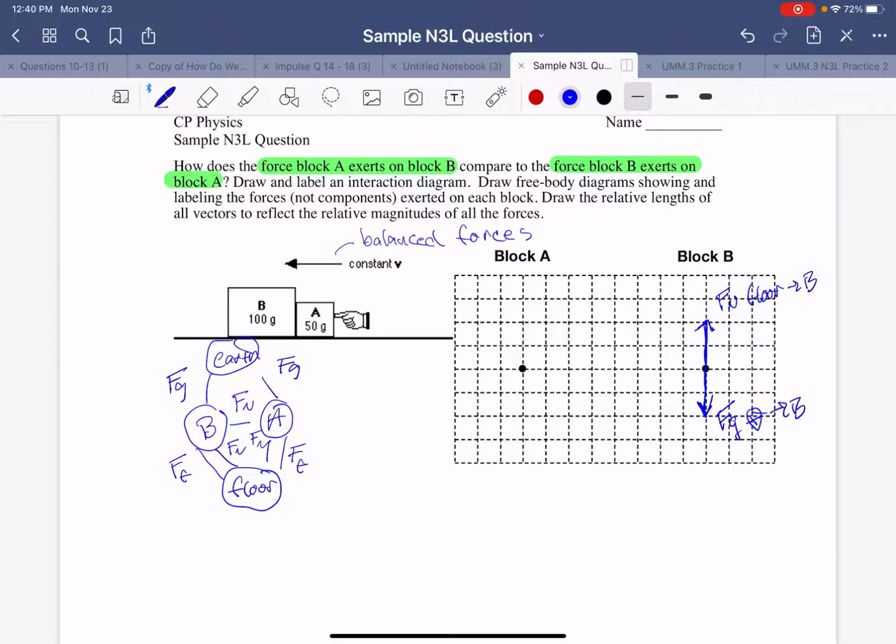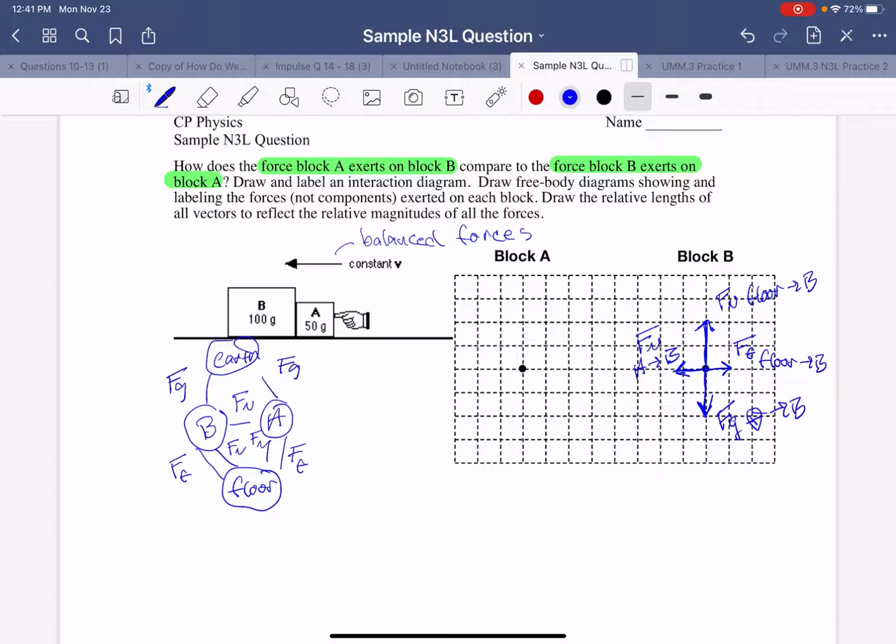Then block A is to the right of block B, so block A is pushing block B to the left. That's the normal force of A on B. The forces have to be balanced because it's moving at a constant velocity, so that means my friction force is to the right, and that is the floor on B. So my forces are balanced.